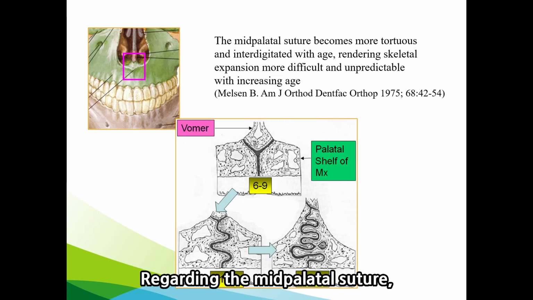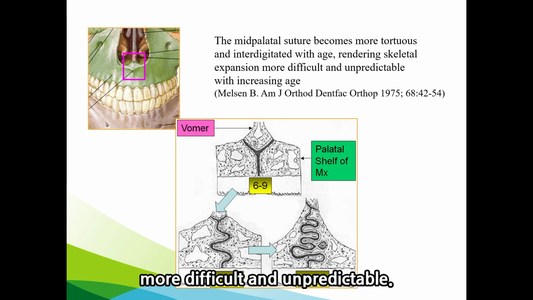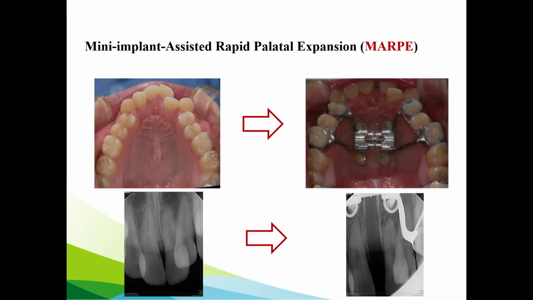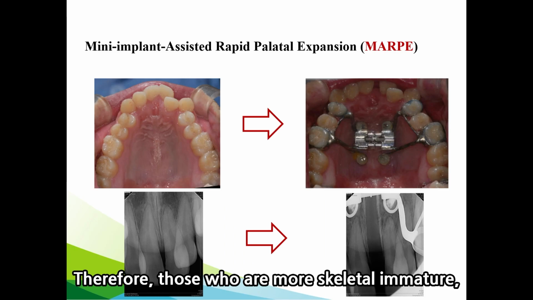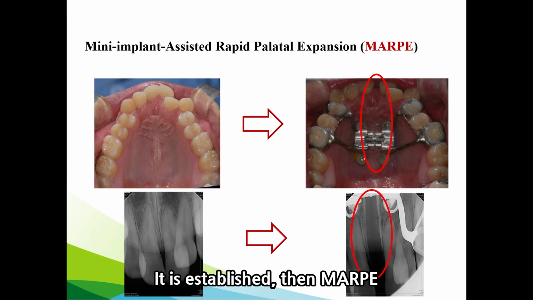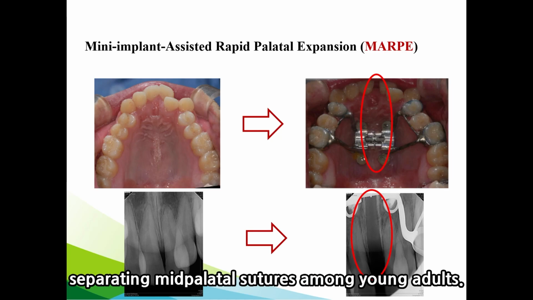Regarding the mid-palatal suture, it becomes more tortuous, convoluted, and interdigitated with age, making skeletal expansion more difficult and unpredictable. In fact, beyond age 16, conventional orthopedic RPE to expand the maxillary arch may not be recommended. Therefore, for those who are more skeletally mature, we use mini-implant assisted rapid palatal expansion, or MARPE. It is established that MARPE can successfully expand the maxillary arch, separating mid-palatal sutures among young adults.